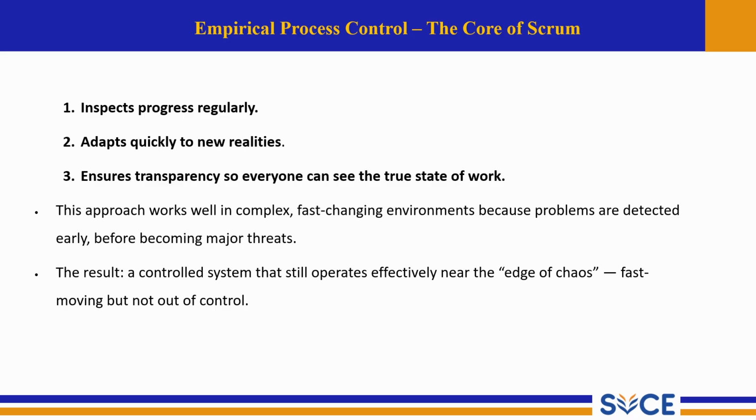This approach works well in complex, fast-changing environments because problems are detected early before becoming major threats. The result is a controlled system that still operates effectively near the edge of chaos, fast moving but not out of control. Scrum allows fast movement but still stays under control. Now we will move on to another slide.